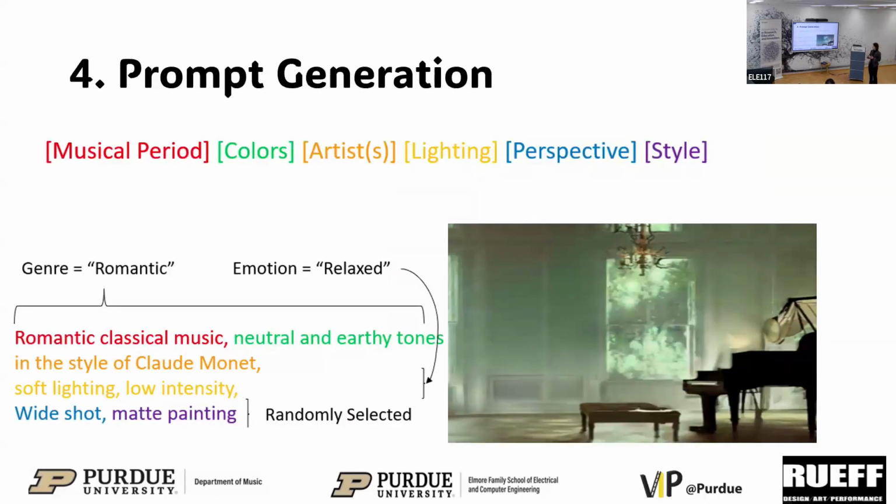So we found the prompt generation order of the musical period, colors, artist, lighting, perspective, and style. This order will generate the best representative image. So for example, romantic classical music is the musical period, and neutral and earthy tones are the colors. In the style of Claude Monet is the artist, then soft, low intensity lighting, wide shot perspective, and matte painting style. Those were just randomly selected though. Yeah, then it will create this kind of image.